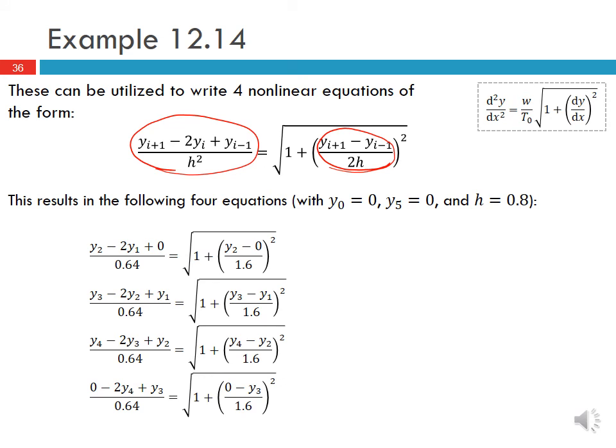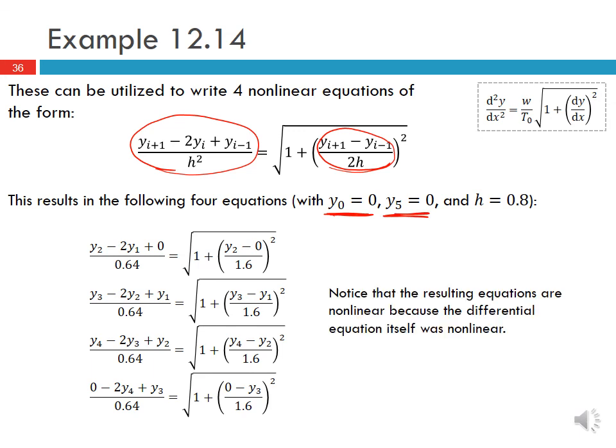So this results in 4 equations as shown here. We're again putting in the boundary conditions directly. They appear directly in the equations, and h is 0.8. And you can see that the resulting equations are nonlinear because the differential equation itself was nonlinear.